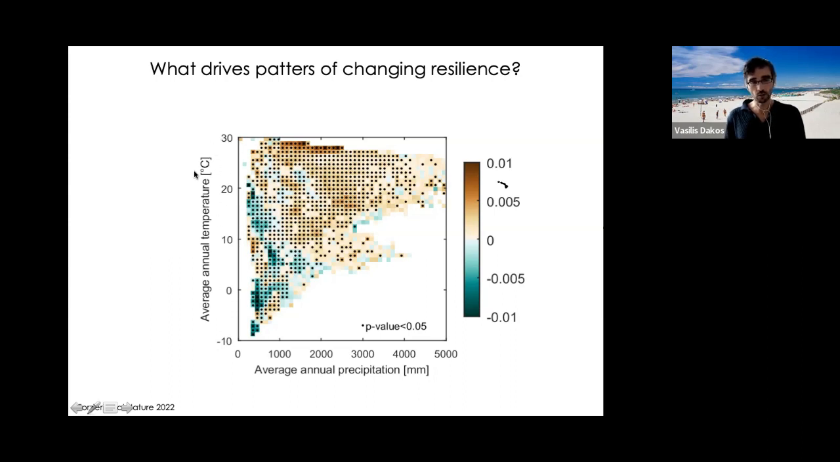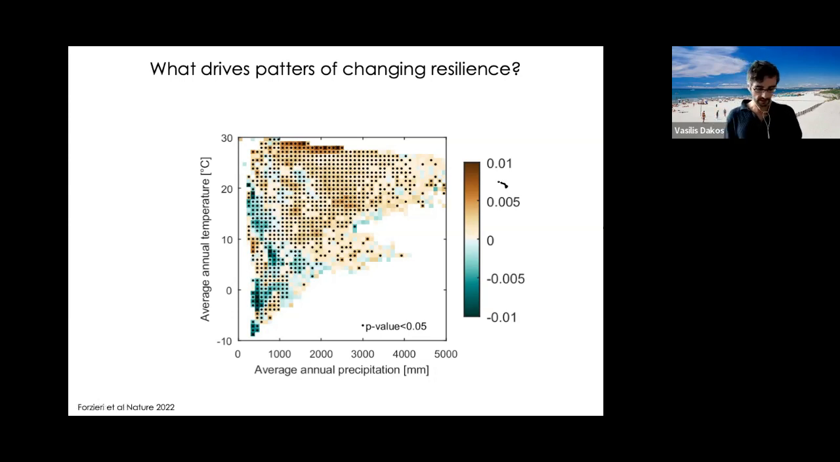This is more warm forest versus cold forest. And what you see is that, as we already know, it makes sense that the precipitation doesn't have such a big effect compared to temperature. You see that the places with higher temperature are the places where autocorrelation, that slowing down, seems to be affected the most.